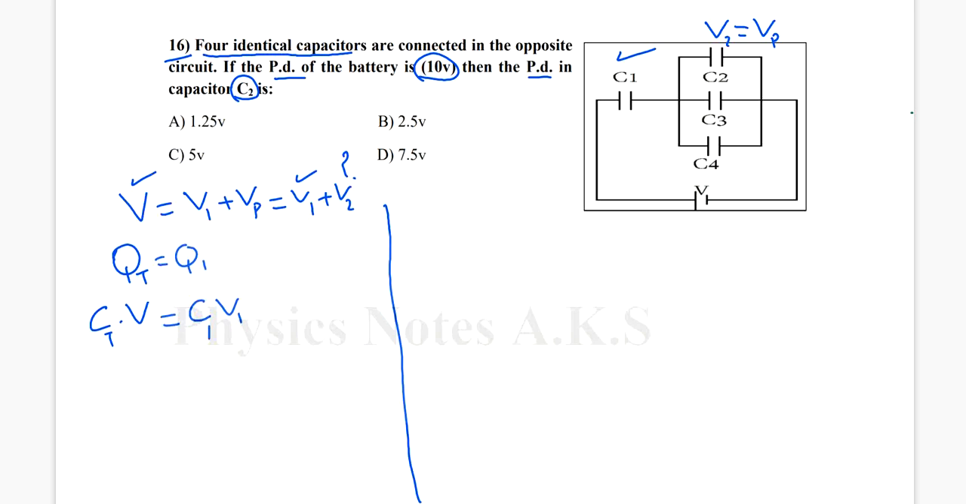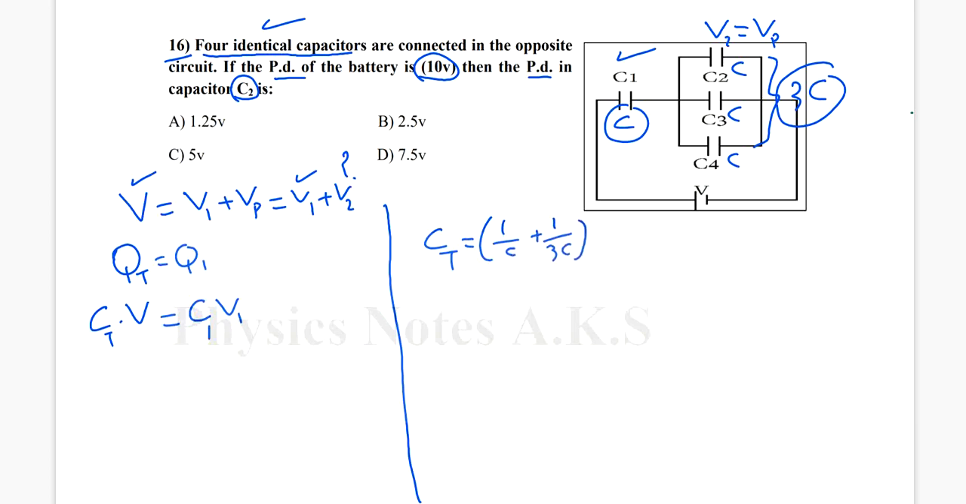Okay, guys? Remember that they told me there are identical capacitors. So each one of them is C. I will name it C. So first let's find the C total. In the parallel combination, since all of them are connected in parallel, the total of them is going to be 3C. Now this 3C and this C are connected in series. So it's going to be 1 over C plus 1 over 3C. I hope you can do this.